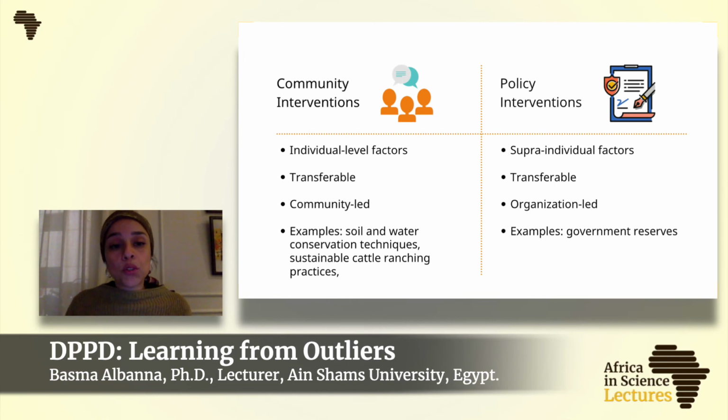The alternative approach will be policy interventions. And the policy interventions come from the supra-individual factors, things that are transferable but are beyond the control of individuals. Things that are usually organization-led, such as the government reserves, for instance. So we learned by going into the Somalian communities that the government reserves are extremely useful and important for them when there are droughts, and they reduce the pressure on the communal rangelands when they are facing climate stresses.